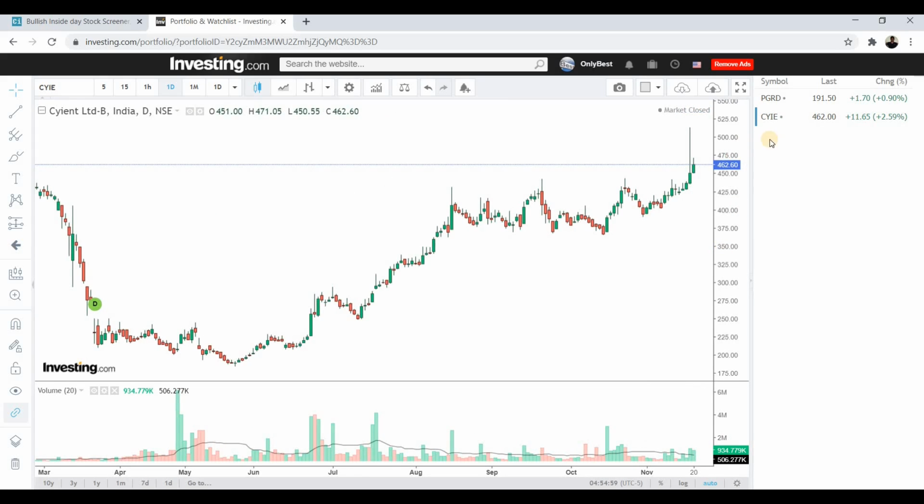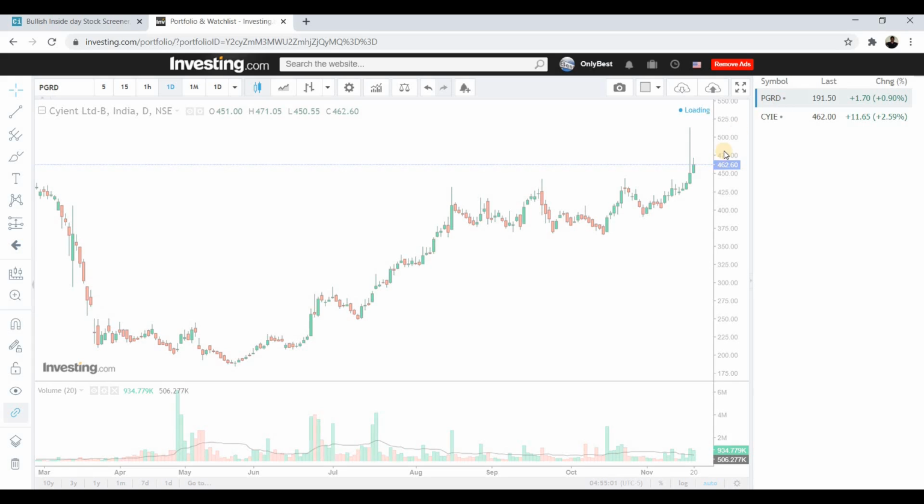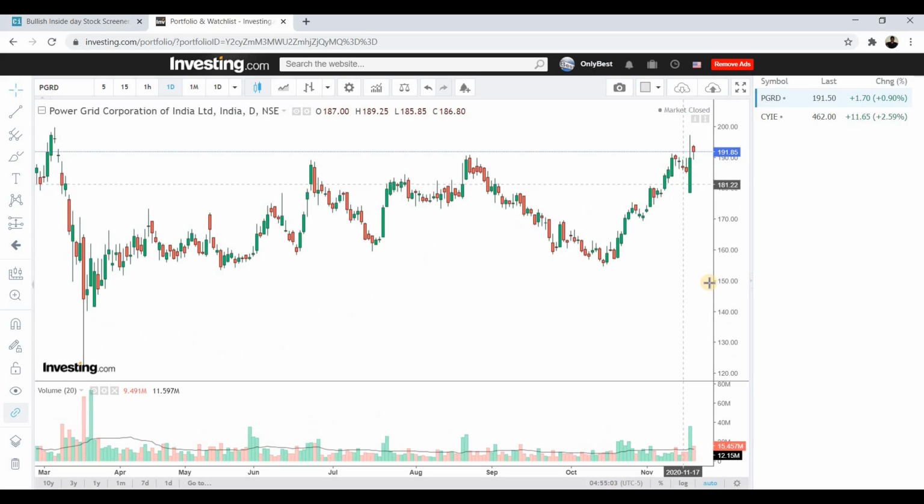See the volume here. The volume on Power Grid is not even half of the 1 day candle. So we can trade this pattern, and I see a high possibility and probability of this Power Grid stock going above 194 and achieving our target.